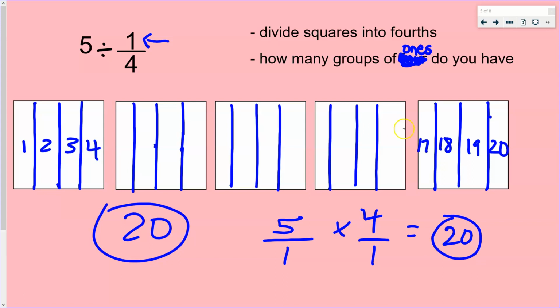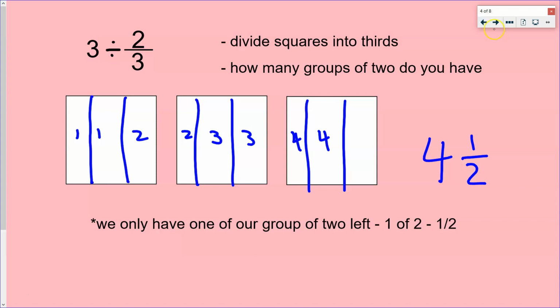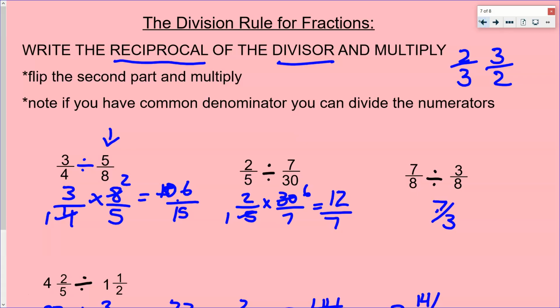Okay, so you've been shown visually why this works, this rule, and they'll ask you for some of that in the assignment, and then you'll be able to just run with the division rule. Okay, should be fairly simple.